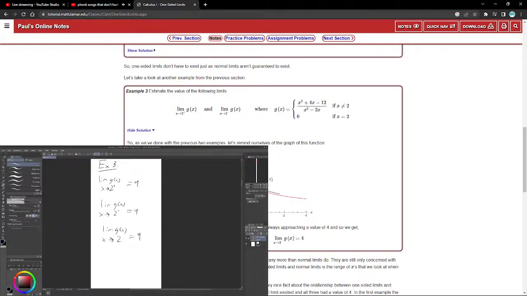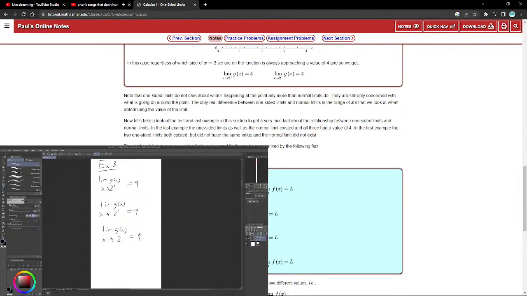So as we've done in the previous two examples, let's remind ourselves of the graph of this function. In this case, regardless of which side of x equals 2 we are on, the function is always approaching a value of 4, and so we get 4. Note that one-sided limits do not care about what's happening at the point any more than normal limits do. They're still only concerned with what is going on around that point. The only real difference between one-sided limits and normal limits is the range of x's that we look at when determining the value of the limit.